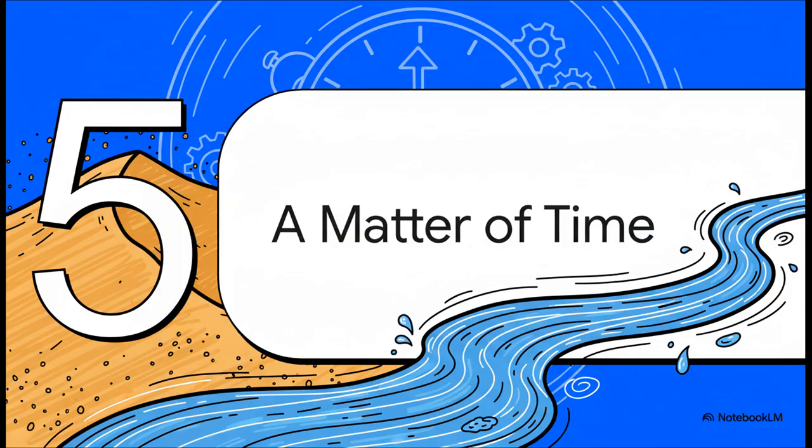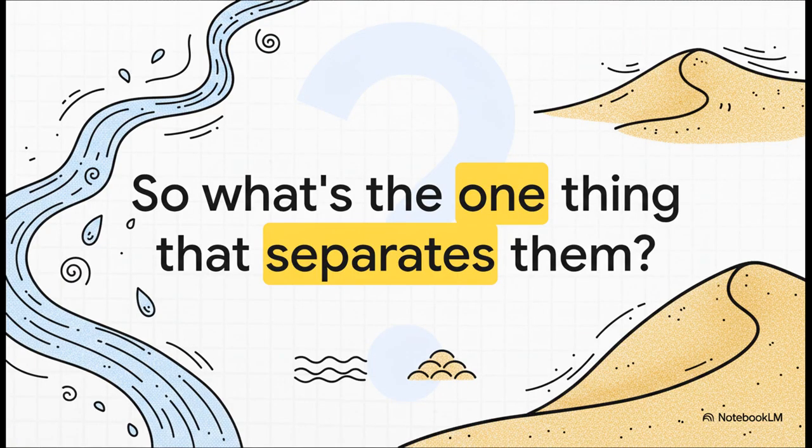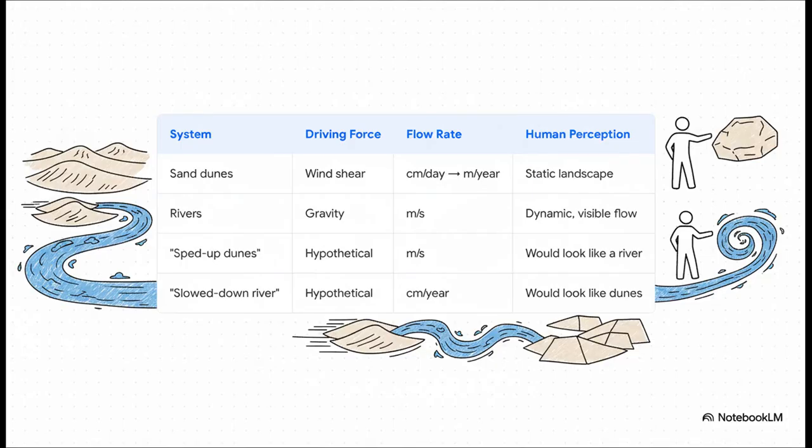Okay, so let's recap for a second. We've got two systems, both burning through energy, both following the same physical laws. So what is the one single variable that separates them? The one thing that makes one look like a solid landscape and the other like a flowing liquid. And the answer, believe it or not, is just time. That's it. It all comes down to the speed at which things are happening. Scientists call this the entropy rate. It's basically how fast a system chews through energy to create order. Sand dunes do this incredibly slowly, so to our eyes they look like a static landscape. But rivers, they burn through that energy super fast, so we see them as dynamic and flowing.